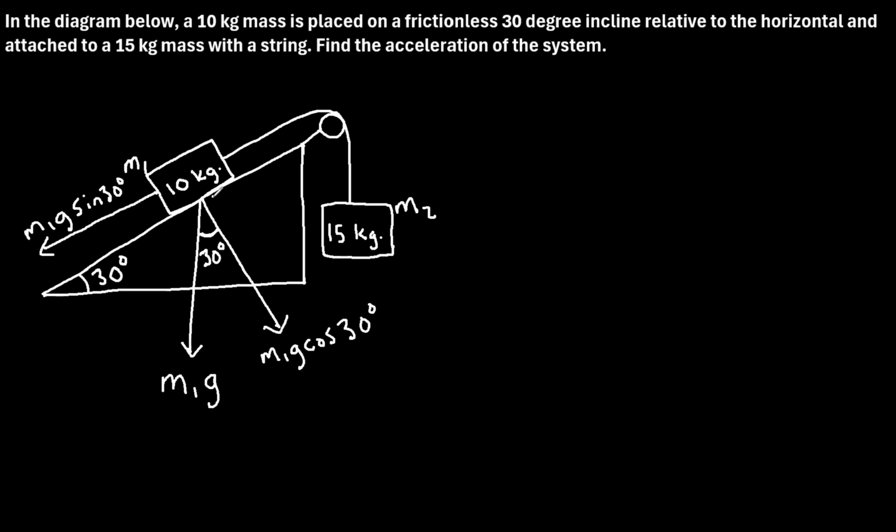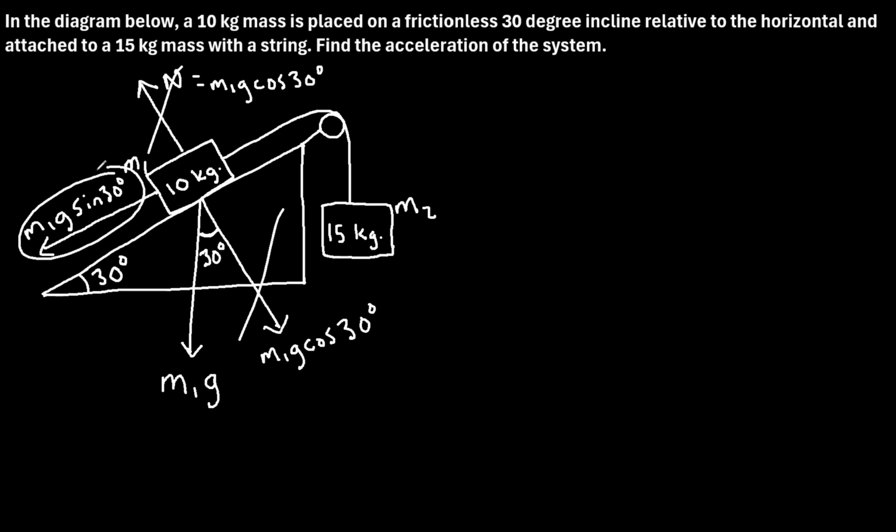Now we also have to recognize that there will be a normal force that is opposing this perpendicular force, and it will be an equal and opposite force according to Newton's third law. So let's write N, this normal force is also going to be equal to M1 g times the cosine of theta, which is 30 degrees. So what we'll notice is that these two forces are going to cancel each other out, and the only force that we'll be concerned with acting on this block is this force right here.